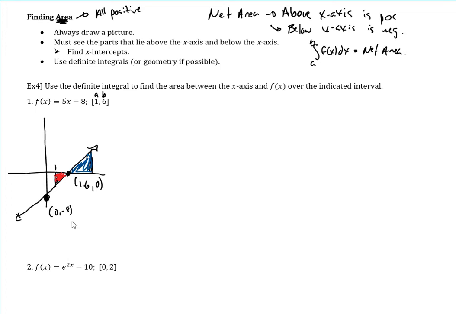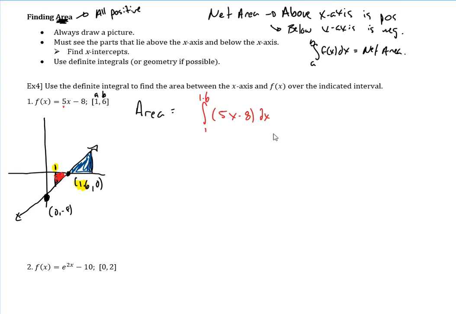The way we want to break this down: for regular old area, we need to make sure that they are both considered as positives. Since the red would usually be considered negative, we want to put absolute values around it. It starts at 1 and goes to 1.6, so that's going to be our first interval, from 1 to 1.6, the part that's below the x-axis. We'll set that up in red, 1 to 1.6, and this is our function 5x minus 8 that we use in our integral. So 5x minus 8 goes in, and then we attach dx at the end to show that's the variable we're integrating with respect to.